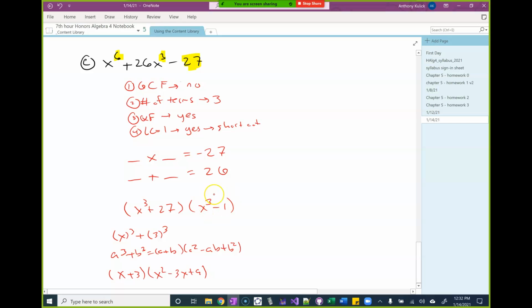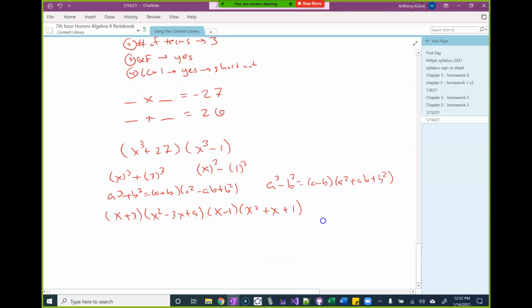And then if I look at the x cubed minus 1, we have to check the same things. Is it a difference of 2 squares? Is it a sum or difference of 2 cubes? Certainly looks like it. X cubed can be written as x to the 3rd. 1 can be written as 1 to the 3rd. So the difference of 2 cubes factoring is this. So that gives us x minus 1 times x squared plus x plus 1. Are we okay with what I did there?